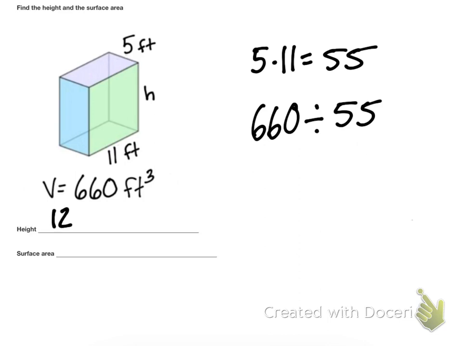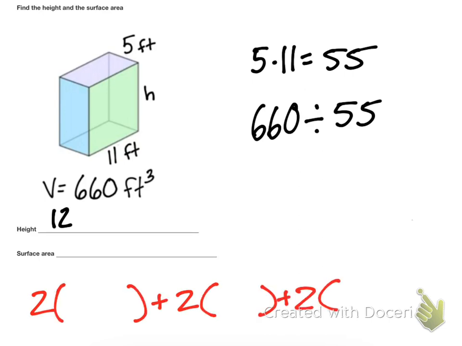Now this again should be pretty simple. We see our surface area. So I'm going to do it like this. We got our 2, 2, 2. I literally just automatically know this is my formula. And then I'm going to do length times width times height. So each 2 of them have 11s.